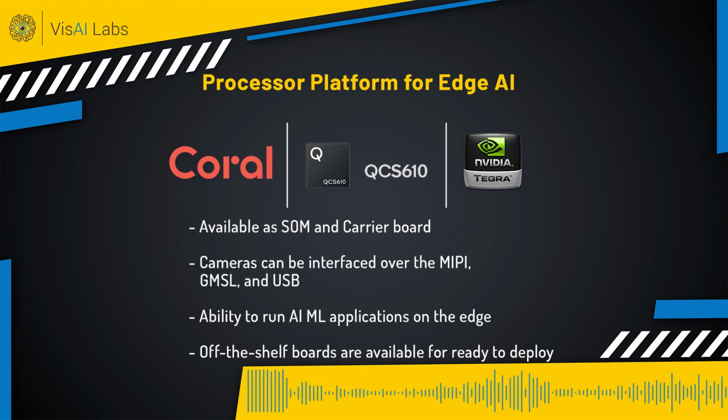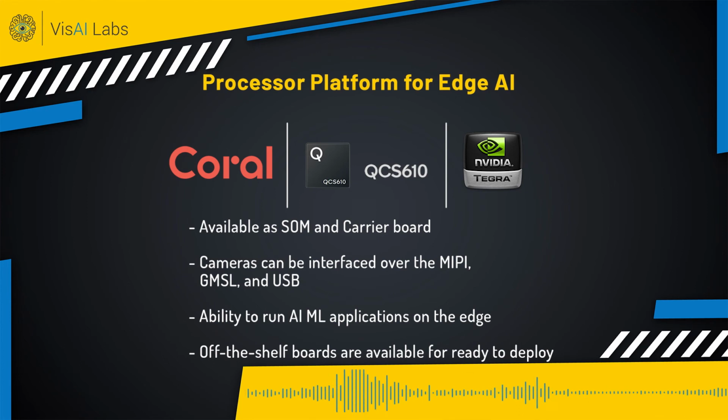The next one is Qualcomm QCS. It is different from the Snapdragon processor. It is specifically designed for edge AI. It has a dedicated AI engine along with the processor. As I said, these three processor families have their own engine for AI.